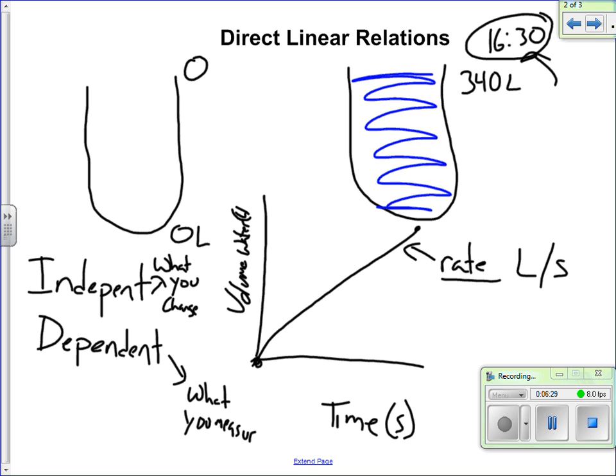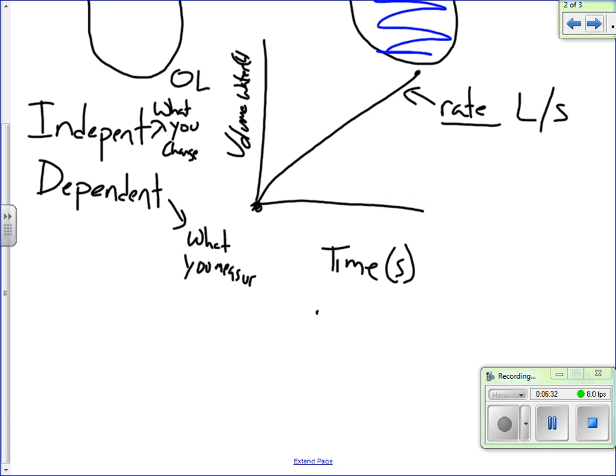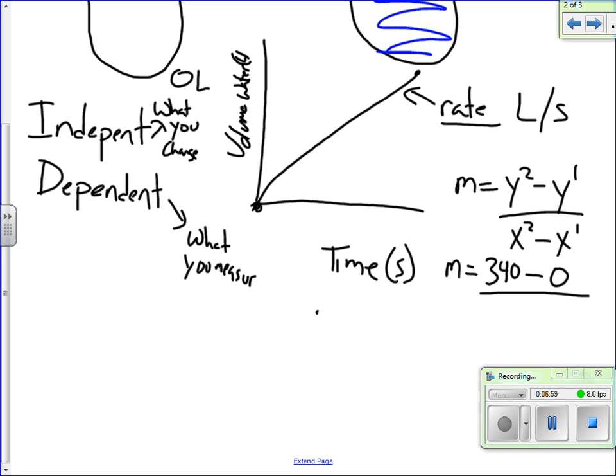I can go back to my original formula and I can apply it into my slope formula. So m equals y2 minus y1 over x2 minus x1. And remember, we've already converted the x's into seconds. So when I apply this, my y2, I finish off with 340 liters, starting at 0. My x2, my time, 16 minutes 30 seconds, which converts to 990 seconds, starting at 0.